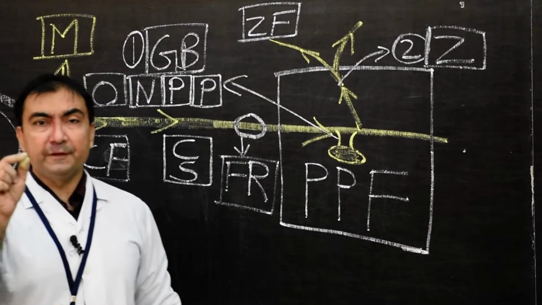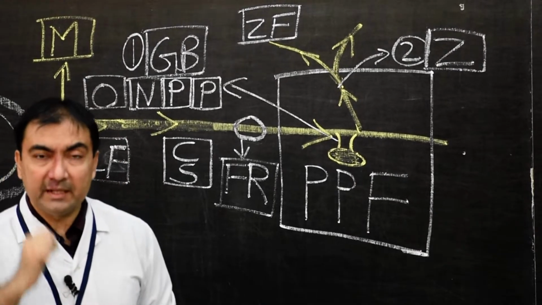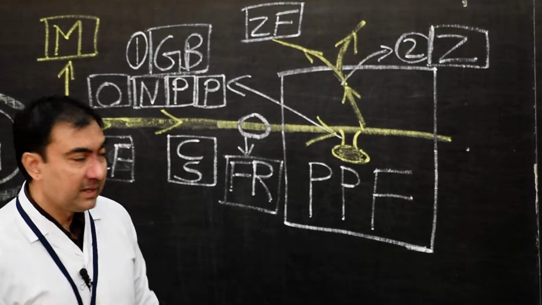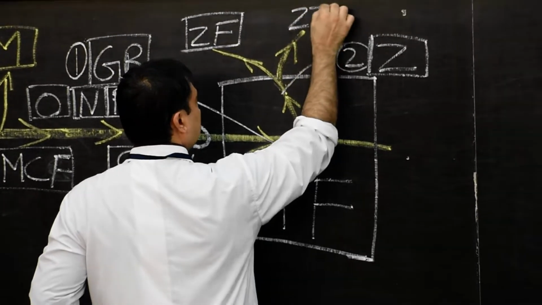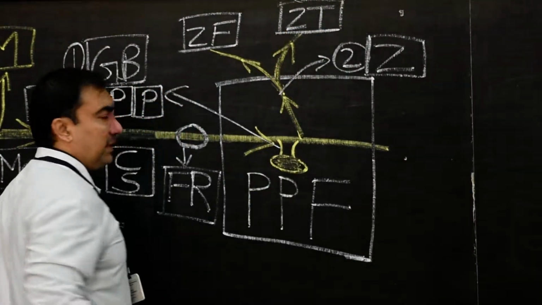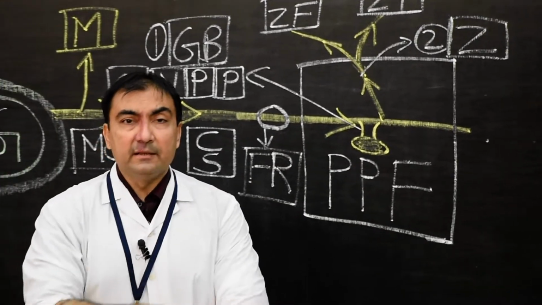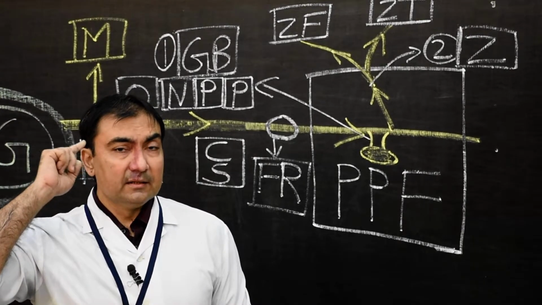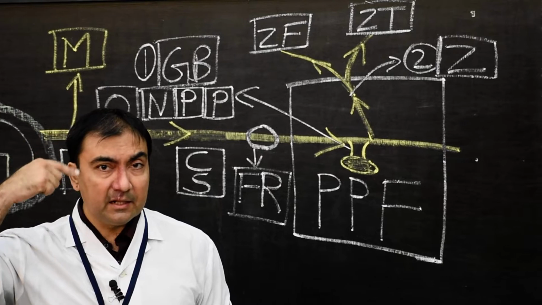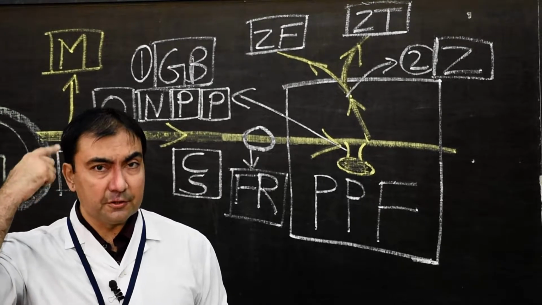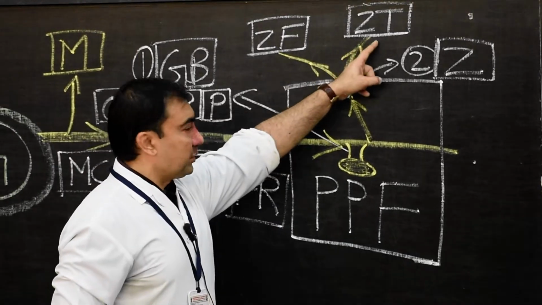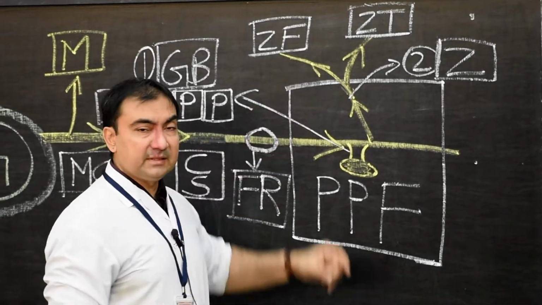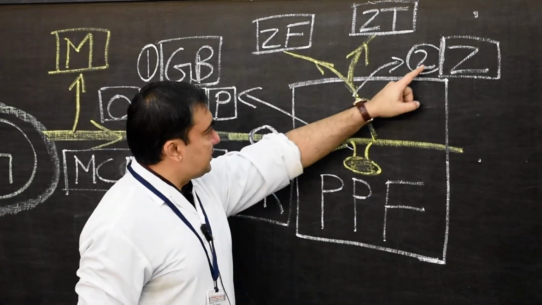The zygomaticofacial branch will pass through the zygomaticofacial foramen present on the surface of the zygomatic bone, and it will supply the skin and the subcutaneous tissue of the cheek. Then the zygomaticotemporal branch will pass through the zygomaticotemporal foramen. What structure will it supply? It will pierce the temporalis fascia directly and supply the temporal region, the subcutaneous tissue of the temporal region. Zygomaticotemporal passes through the zygomaticotemporal foramen, and zygomaticofacial through the zygomaticofacial foramen. Both are branches of the zygomatic nerve.